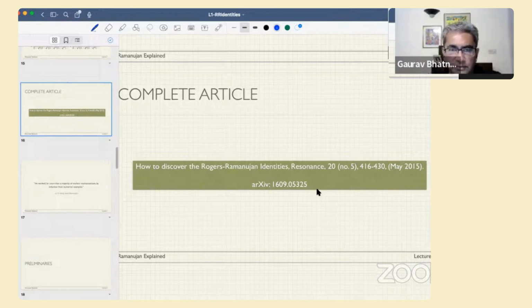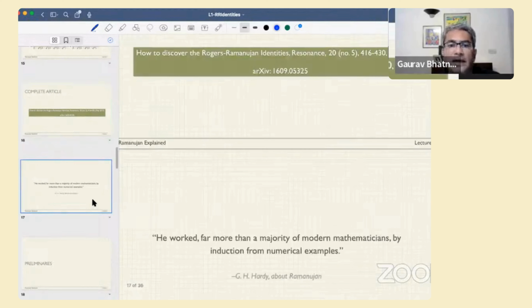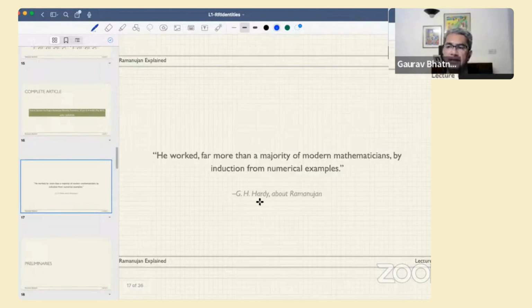It's a very good magazine. I want to close by mentioning this comment by Hardy about Ramanujan, that he worked far more than a majority of modern mathematicians by induction from numerical examples. This is a takeaway that we will find repeatedly coming up in these lectures.